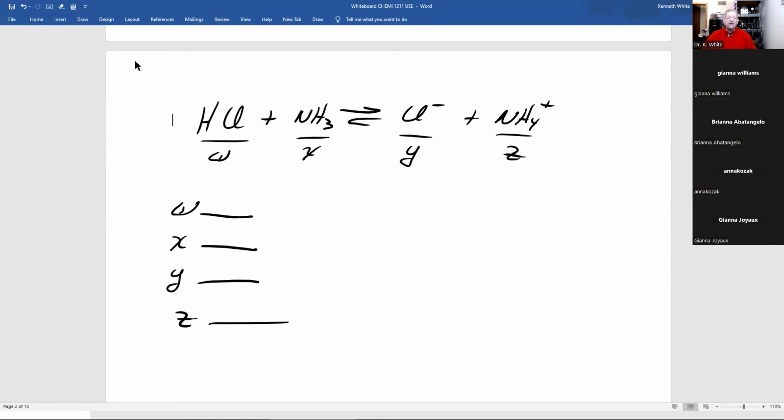It's Special Request Tuesday. By the way, I take special requests every day of the week. So the question is, for the following equilibrium reaction, label W, X, Y, and Z, acid, base, conjugate acid, conjugate base. And I'm not saying that's the right order, but one of these is an acid, one of those is a base, one of those is a conjugate acid, one of them is a conjugate base. Your turn.